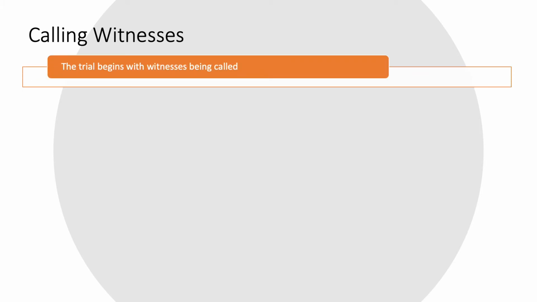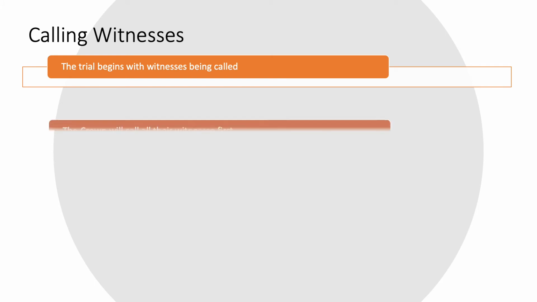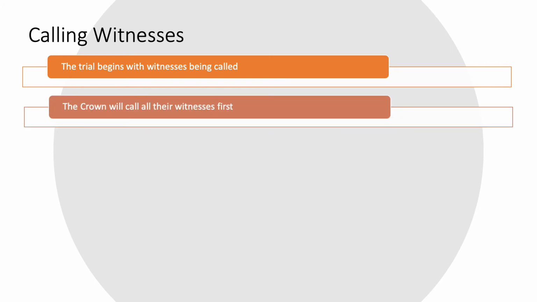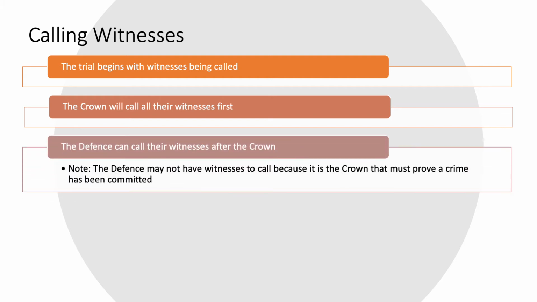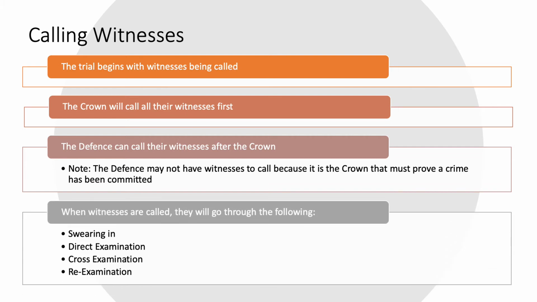After the arraignment and plea and opening statements, the trial will begin with witnesses being called. The Crown will call all of their witnesses first. Afterwards, the defense will call their witnesses. Please note, the defense may not have witnesses to call because it is the Crown that must prove a crime has been committed. When witnesses are called, they will go through the following, which we will go through in further detail: swearing in, direct examination, cross-examination, and re-examination.